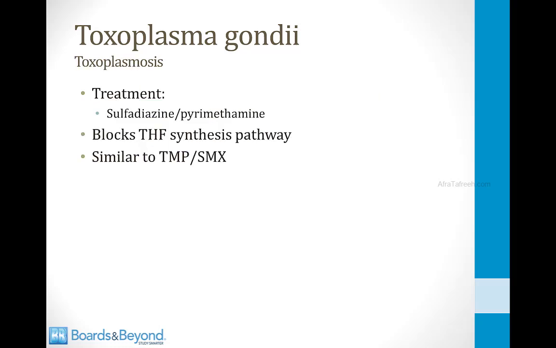The most effective regimen for toxoplasma and the treatment of choice is the combination of sulfadiazine and pyrimethamine. These two drugs together sequentially block the THF synthesis pathway the same way that TMP-SMX does when it's used as the antibacterial Bactrim. Sulfadiazine is a sulfonamide, and pyrimethamine blocks the same enzyme as trimethoprim. This combination is used uniquely for toxoplasma because it's been shown to be the most effective therapy.